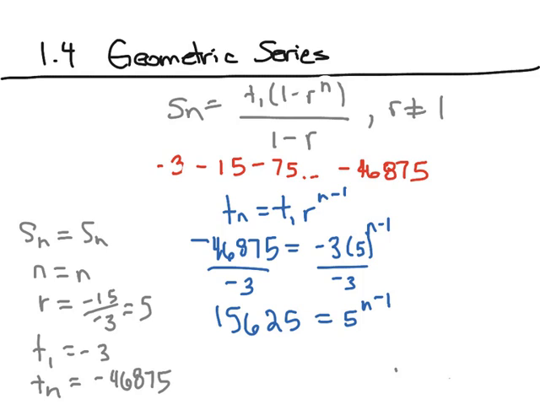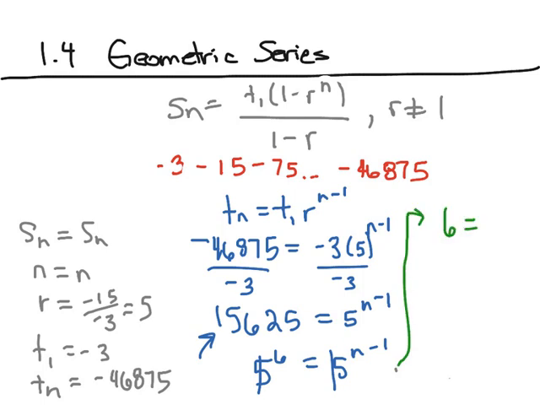Now we need to put 15,625 into base 5. If you take 15,625, divide it by 5 until you get to 1, and count the number of times you divide it, you should get 6. So 5 to the 6 equals 5 to the n minus 1. Now we can solve for our exponents. So 6 is equal to n minus 1. So 7 is our n. So this term right here is the 7th.